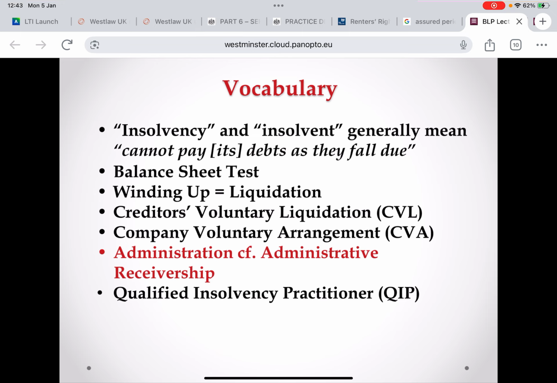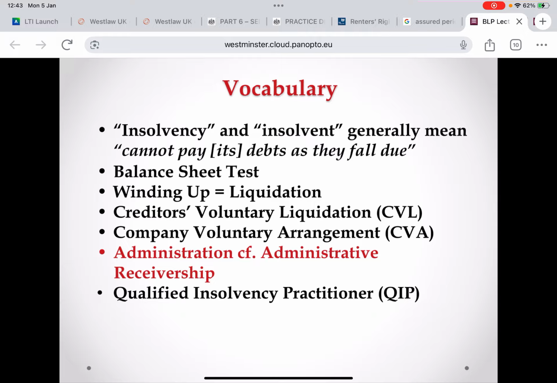When we talk about a creditor's voluntary liquidation, we may refer to that as a CVL. But a CVL is not to be confused with a CVA. A CVA, standing for Company Voluntary Arrangement, is a form of rescue mechanism. Whereas a creditor's voluntary liquidation is the equivalent to the liquidation ordered by the court. And of course, the function of liquidation is to bring the company in question to an end.